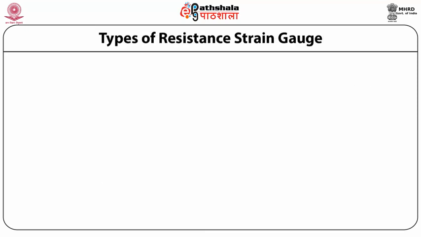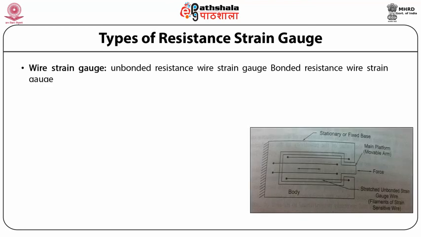Let us now discuss the types of resistance strain gauge. First type is a wire strain gauge. Now there are two types of wire strain gauge: the unbonded resistance wire strain gauge, and the second one, the bonded resistance wire strain gauge. The second type is a foil strain gauge. And lastly, we have the semiconductor strain gauge.